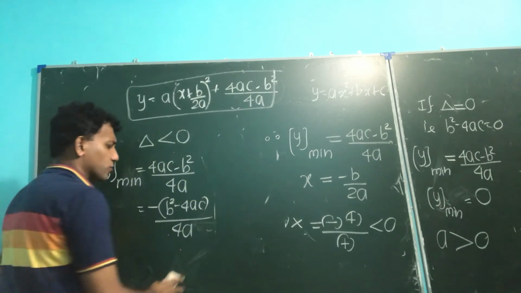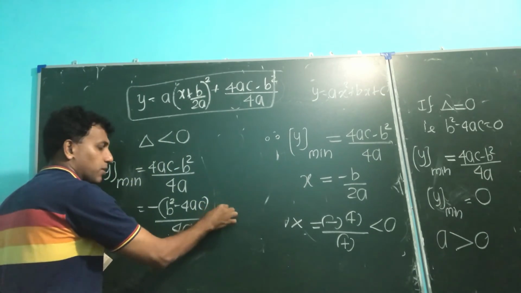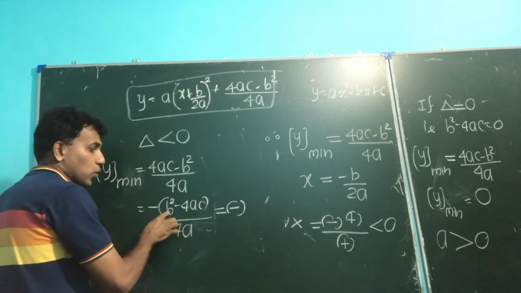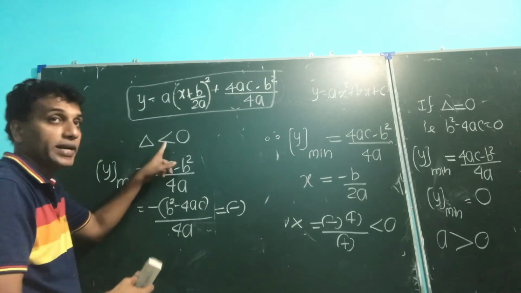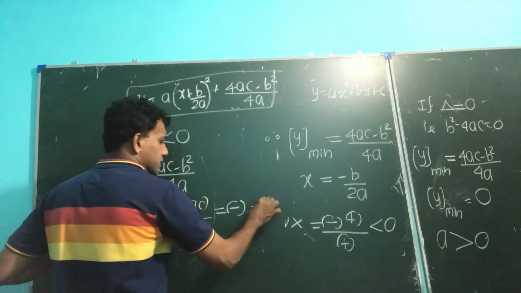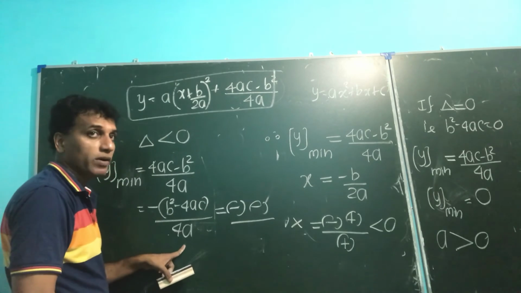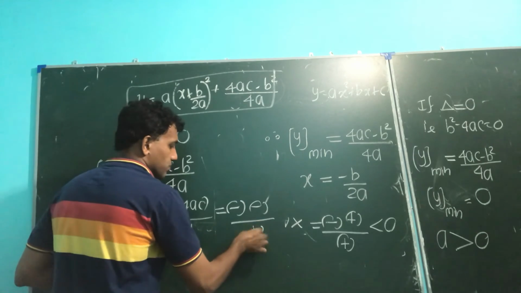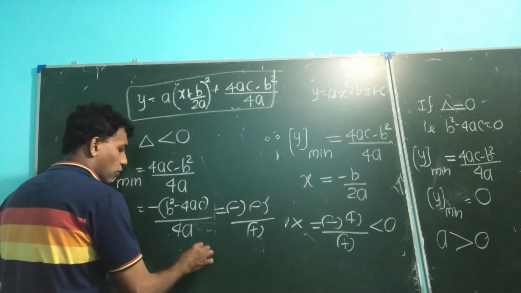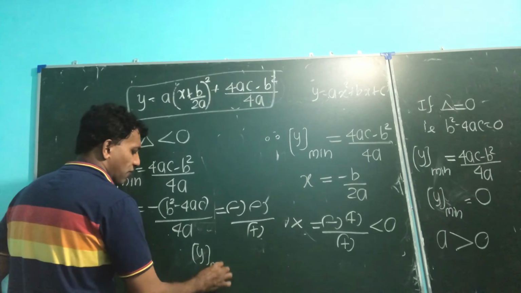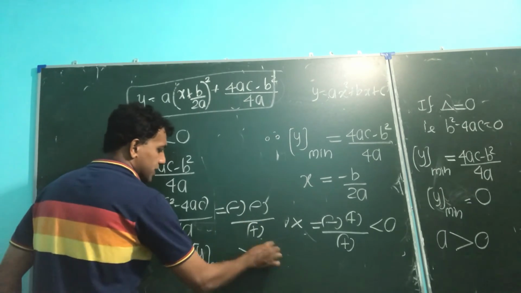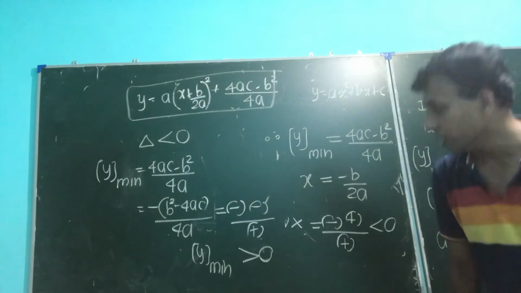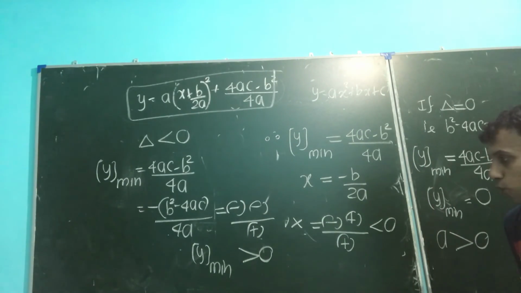Okay, now let's check the signs. Here there is a minus. b square minus 4ac, delta, is negative. So minus times negative. What is a? a is positive, our condition, case 1, a is positive, right? So below it is plus. Therefore y minimum, f(x), is greater than 0. Y minimum greater than 0.